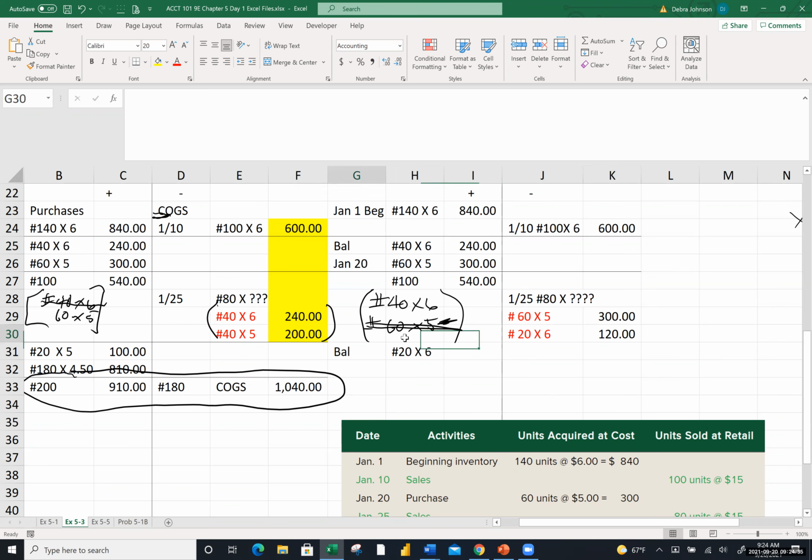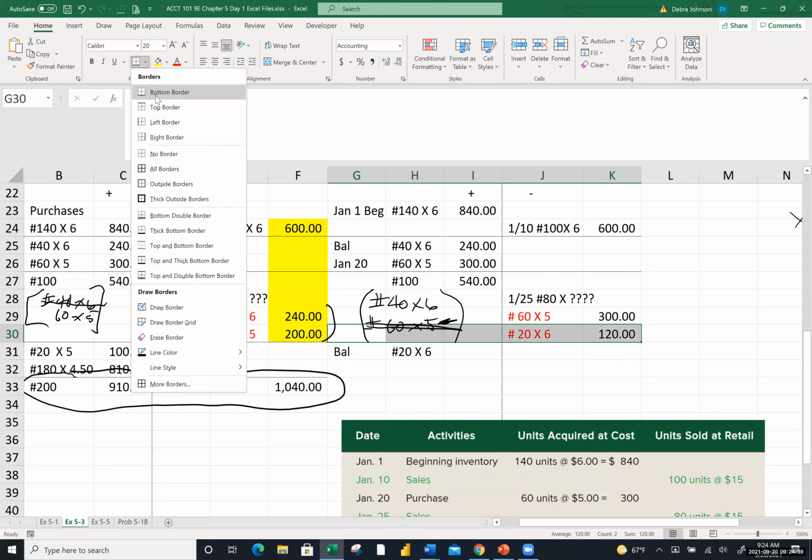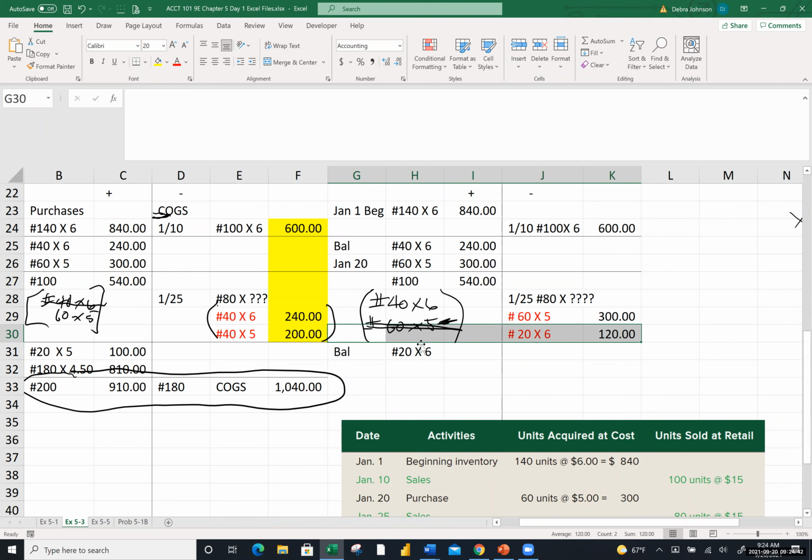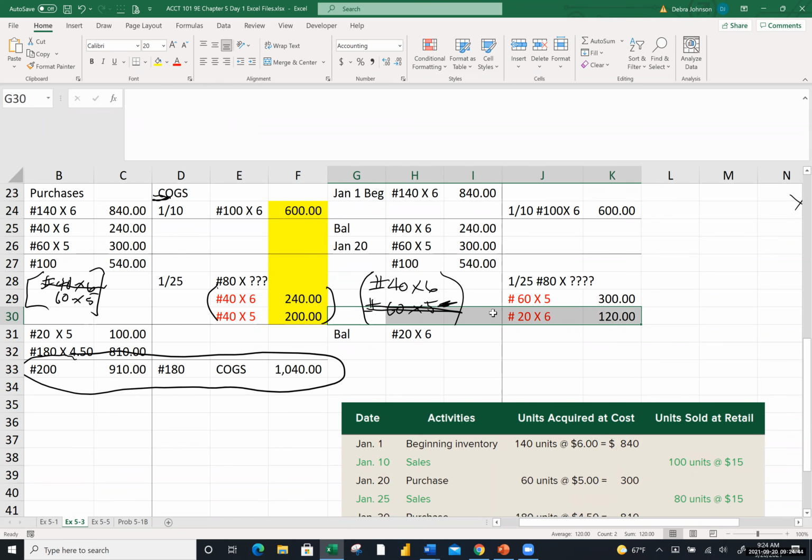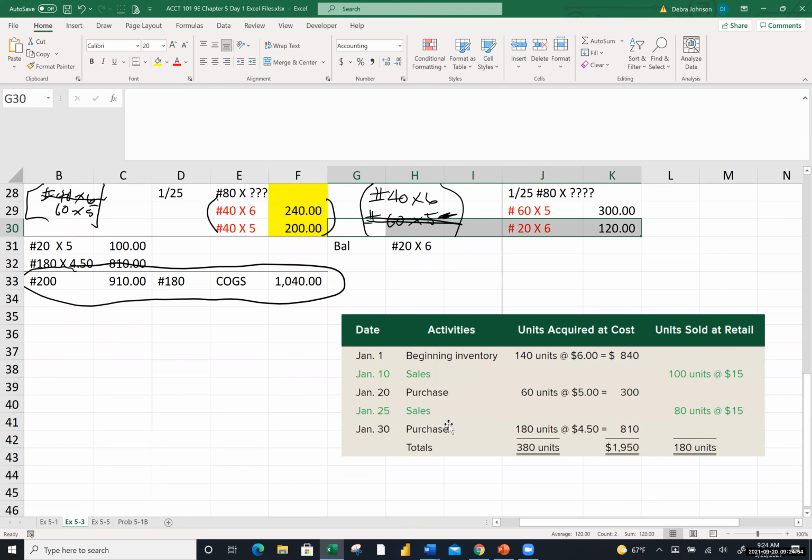I have my balance. Let me put a total line in there. Questions on that sale, because right there, that transaction is what is differing between these different methods. Okay, let me finish this up then. I had that January 30th purchase where I bought 180 at $4.50. And so now I'm ready to calculate.